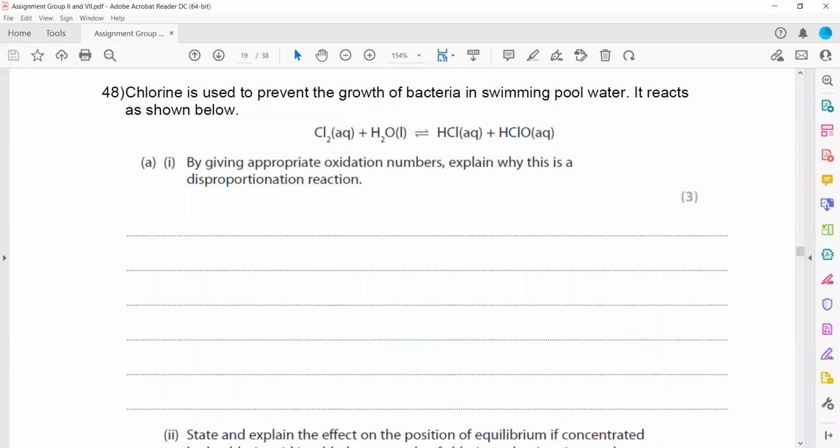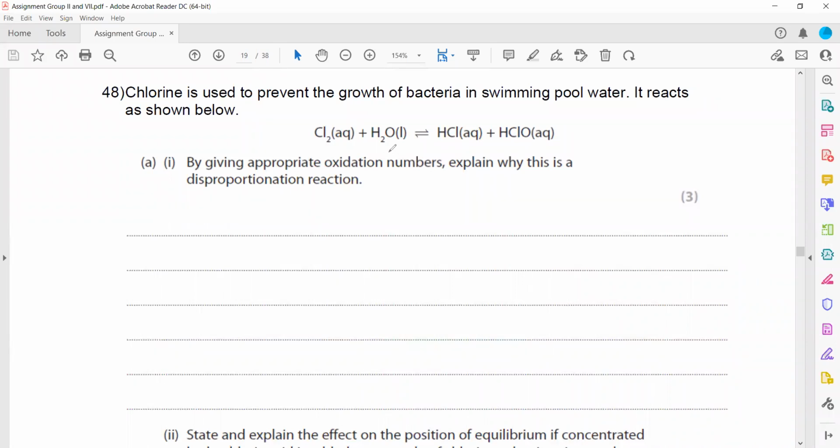So in this question, chlorine is used to prevent the growth of bacteria in swimming pool water. It reacts as shown, so there's a reversible reaction. When we add chlorine to water, it will form HCl and HClO. By giving the appropriate oxidation numbers, why is this reaction a disproportionation reaction?